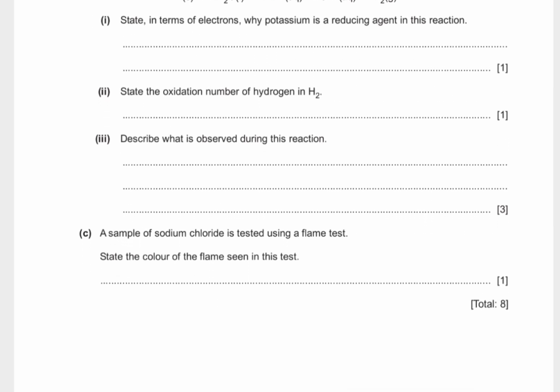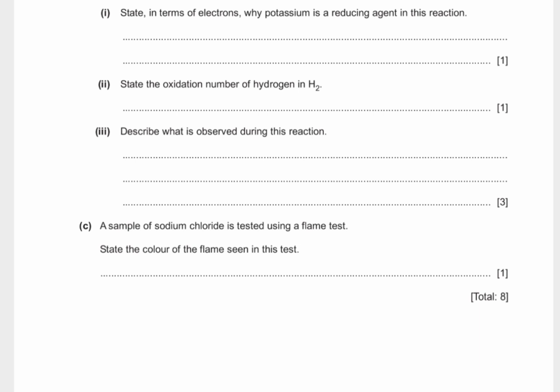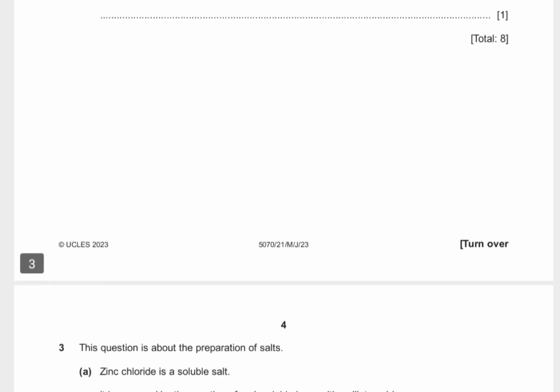And a sample of sodium chloride is tested using a flame test. When a flame test is performed with the sodium chloride, it gives you yellow orange flame because the electrons move to the higher shells and get back to their previous shells, and they release those rays, those colors.